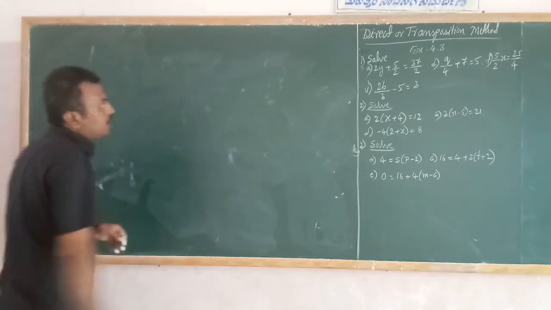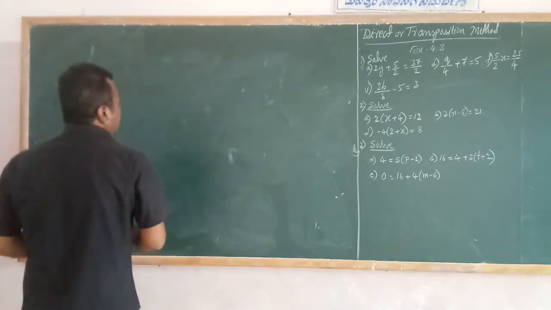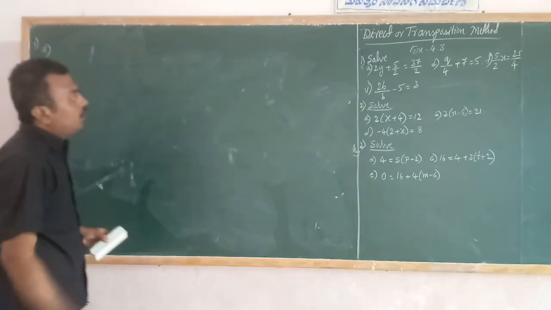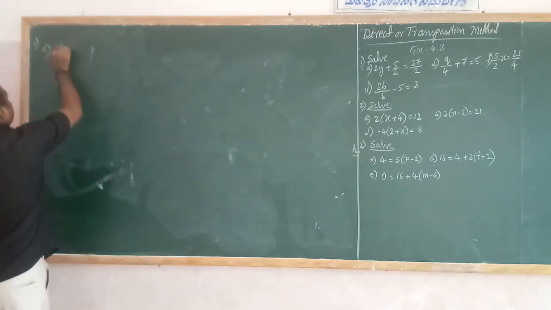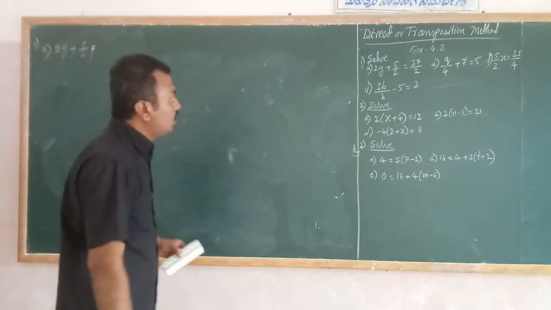Now I will go to the exercise problems. Exercise 4.3. First, I will go to question one. So what is the first question? First one, A question. What is that? 2y plus 5 by 2 is equal to 37 by 2.